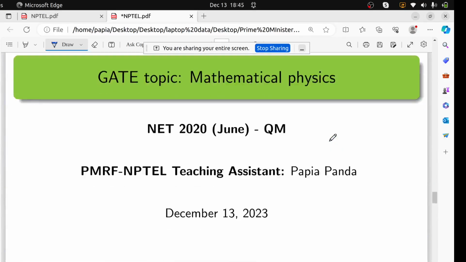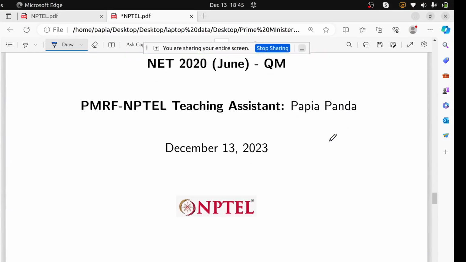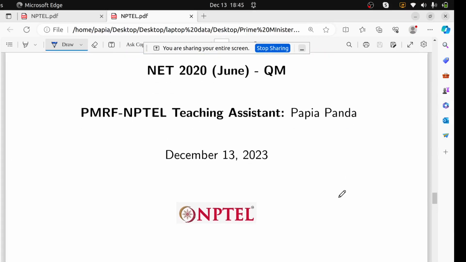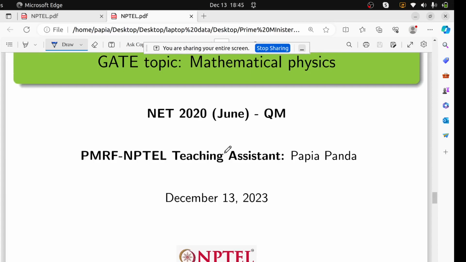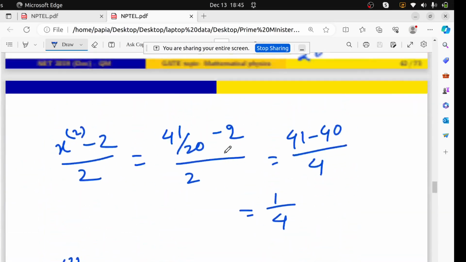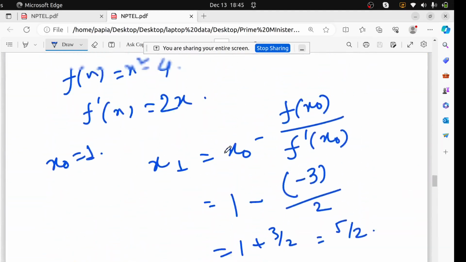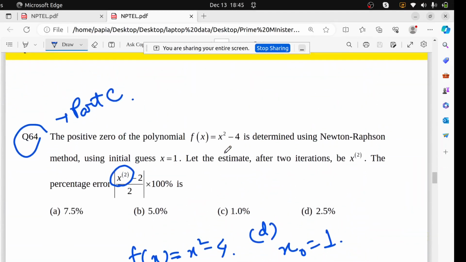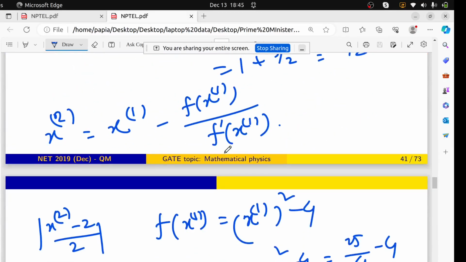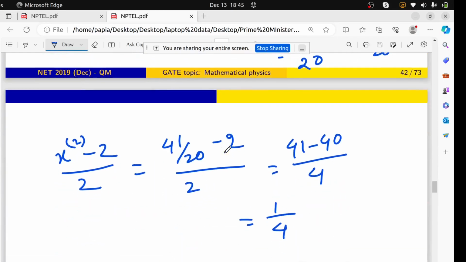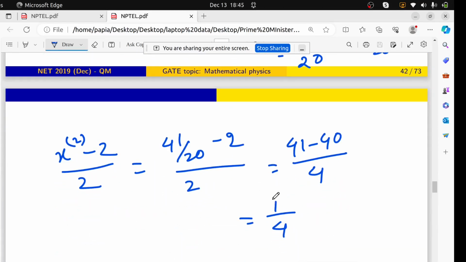Okay. So the next question, let me see if it works. Okay. Next question from June 2000. In the previous question, tell me. 20 minus 2 divided by 20 in the last question. Sorry. In the last, you are talking about this one?